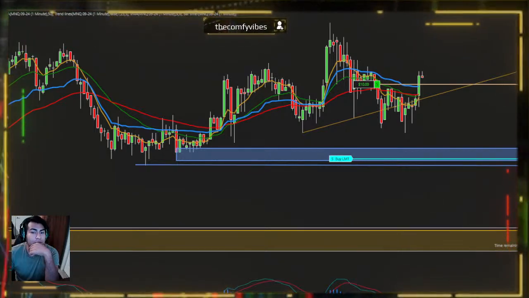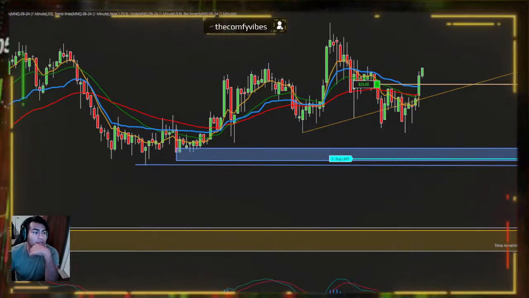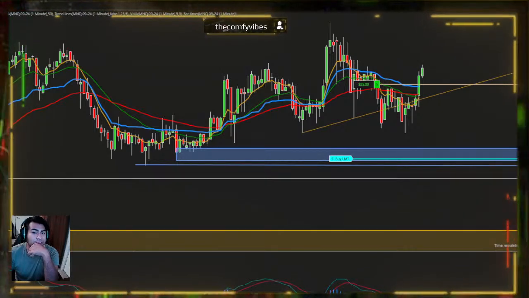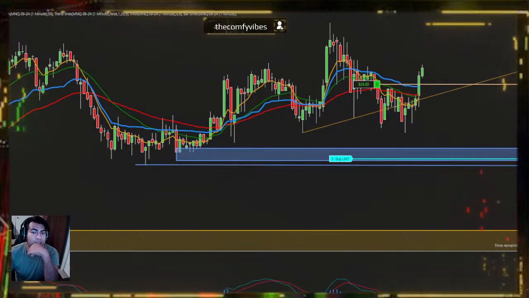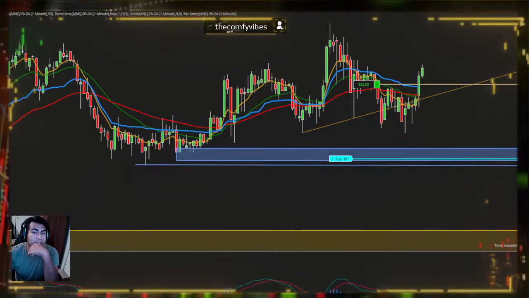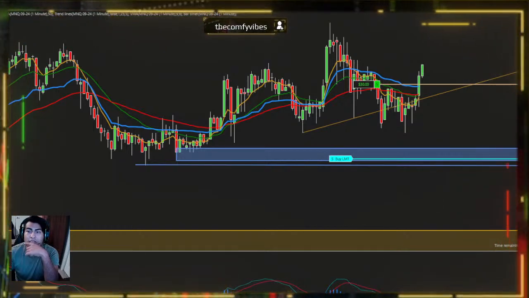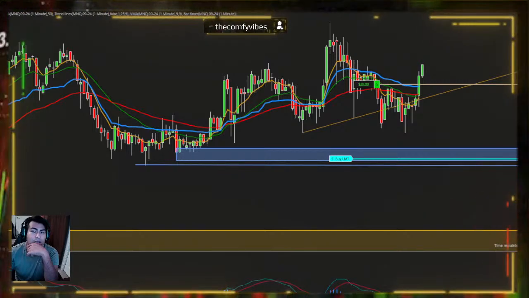So I'm in the green right now. Let's see if it can hold this spot. There we go, 25 bucks. I think I'm about to close this position out, guys, so I'll be up. I'm at $62.